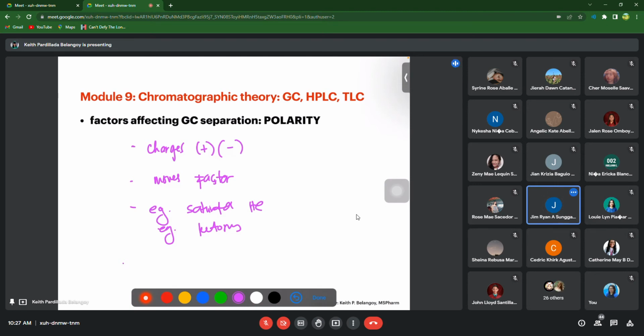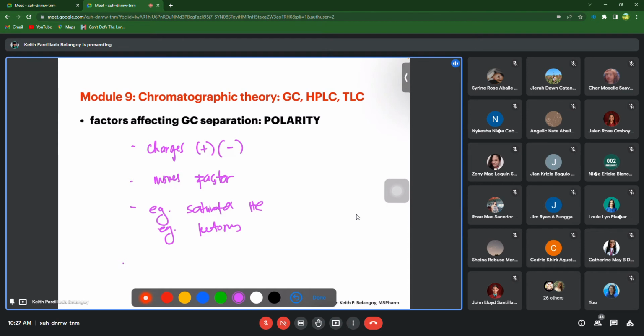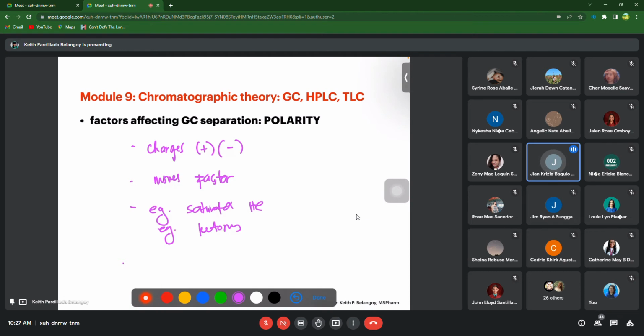Okay. Thank you. Is there anything you would like to add for polarity? So, how does polarity affect GC separation? Well, if the polarity of the stationary phase and compound are similar, for example, both of them are polar, the retention time increases because the compound interacts stronger with the stationary phase. As a result, polar compounds have long retention times on polar stationary phases and shorter retention times on nonpolar columns using the same temperature.